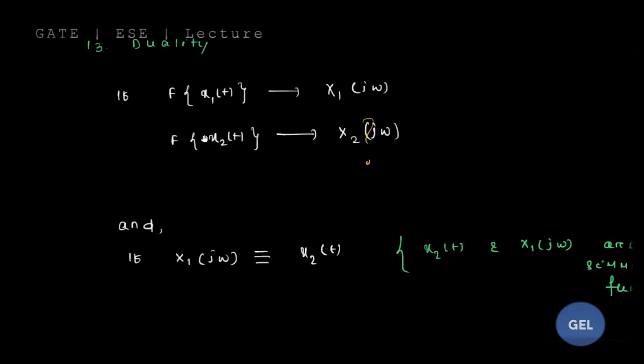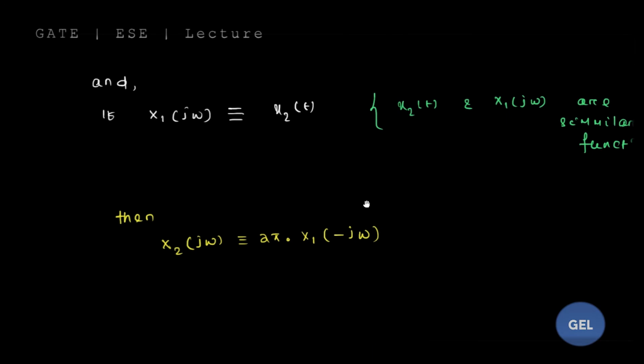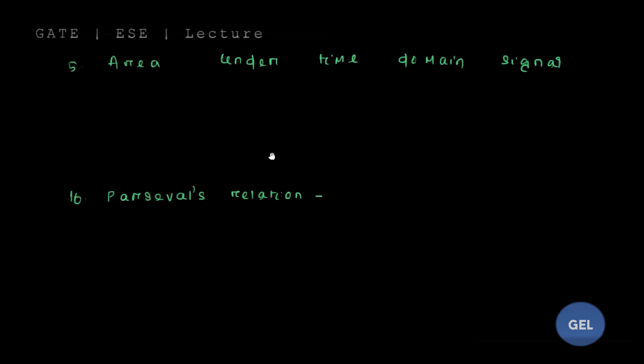x2(t) is given, and you need to find out x2(jω). What will be the value of x2(jω)? You can clearly see x2(t) is in the format of a Fourier transform. If you replace t by jω, it will give you something like x1(jω). Now you need to find the corresponding x1(t). If you find the x1(t) of this x1(jω), then x2(jω) will be nothing but the replacement of t in x1(t) by minus jω, multiplied by 2π. Clear?